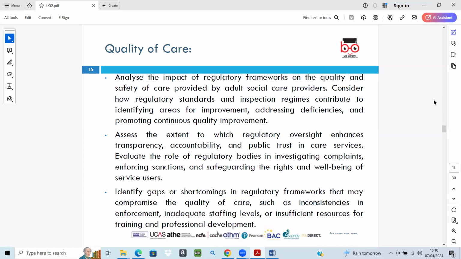Then the gaps. We identify gaps and shortcomings in the regulatory framework, and we look for variation in how regulations are applied across different providers. We always look for any gap, and we look at whether staffing requirements are sufficient to ensure safe and effective care delivery. We consider whether regulatory frameworks provide adequate support for the ongoing education and skill development of care staff. So that's why at any workplace, we always have CPD or general training and mandatory training as well.